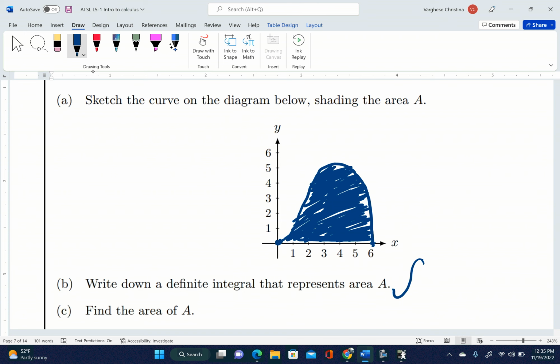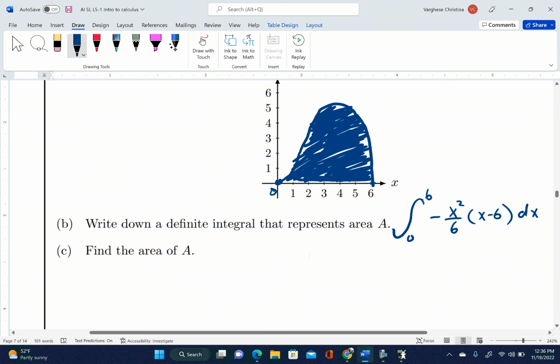So we're going to put down where we started. So we're starting from 0 to 6. We're going to write down our function next, which is negative x squared over 6 parentheses x minus 6, and we're going to write down what it is that we are integrating with respect to. So with respect to dx, so that is the area under the curve. So that is our definite integral.